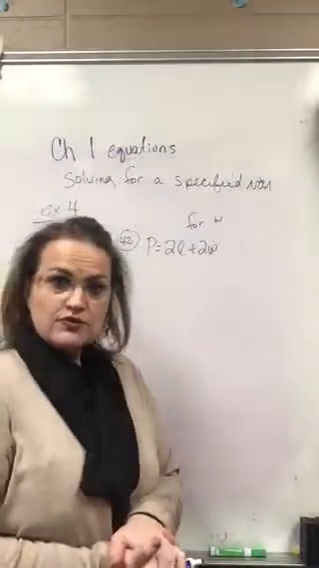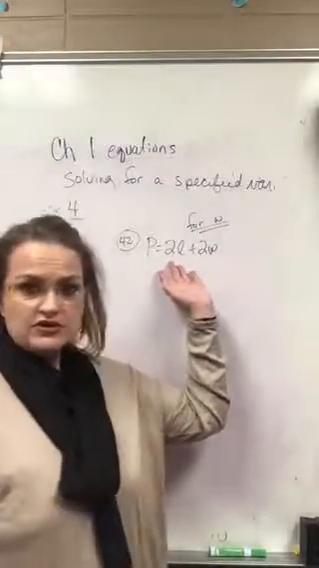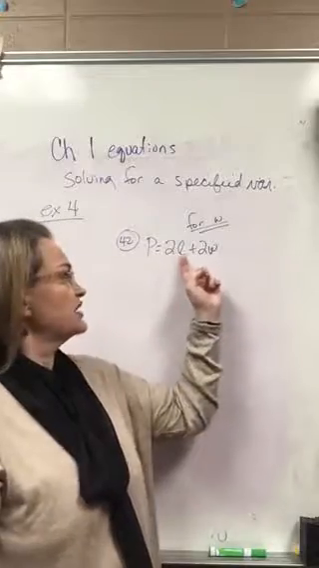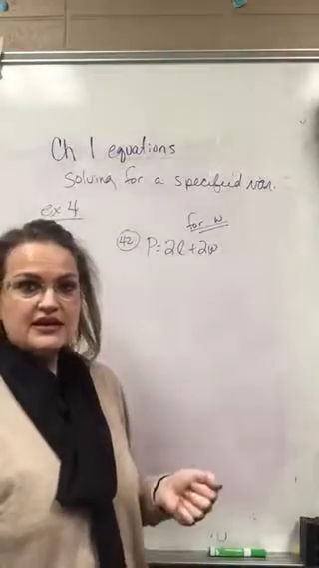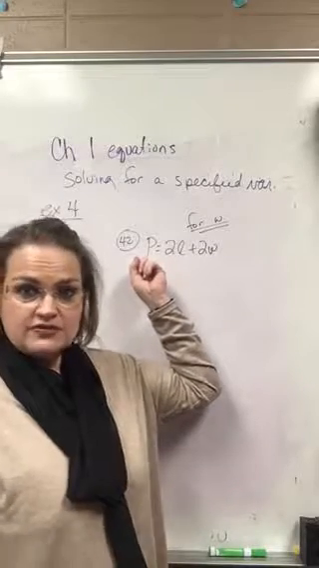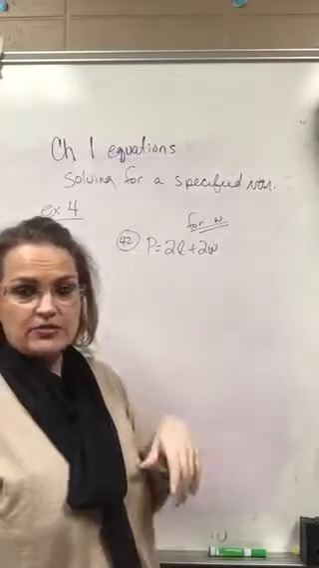All right, so here's number 42. We're solving for W. This is a formula we use a lot in math. It's the perimeter formula for a rectangle. It's 2 lengths plus 2 widths. We're going to rearrange it. Right now it's solved for perimeter, right? So it's fine, but if we wanted to rearrange it, we could do that. And we've been asked to rearrange it for W.